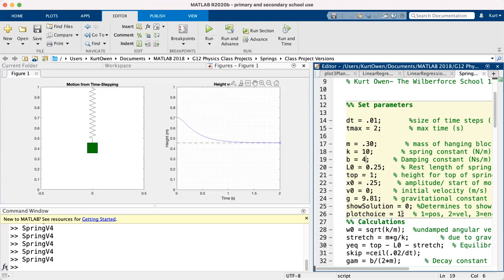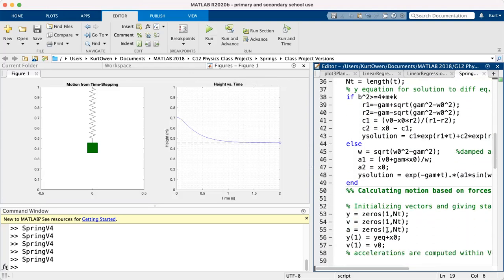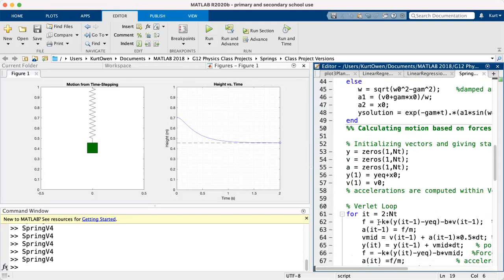Now you can see in the code, we've changed the force. Let me get down here. It has the kx that we had before, but now we're subtracting b v. So let me switch over to the theory behind this. Okay, so let me stop this screen share and switch over to my iPad.